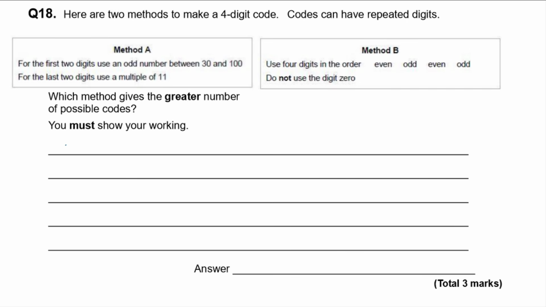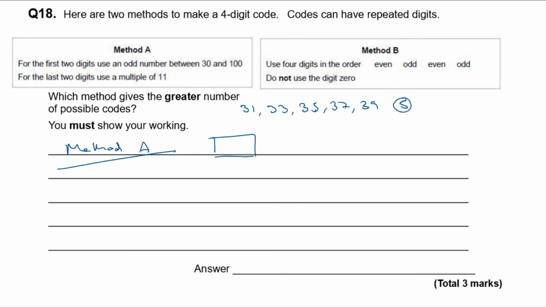Alright, so basically we need to work out method A selections and method B selections. So let's start with A. Right, so for the first two digits, use an odd number between 30 and 100. So for the first two digits, I am picking an odd number between 30 and 100. Now, how many odd numbers are there between 30 and 100? Well, the first odd number is 31, then I've got 33, and then 35, and then 37 and 39. So I've got 5, haven't I, between 30 and 39.